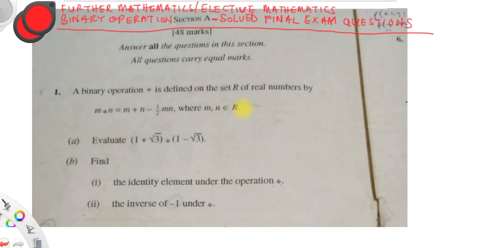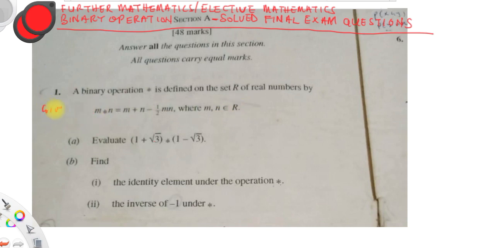This is question number 1. It says that a binary operation star is defined on the set R of real numbers by m star n is equal to m plus n minus 1 over 2 mn, where m and n belong to the set of real numbers.